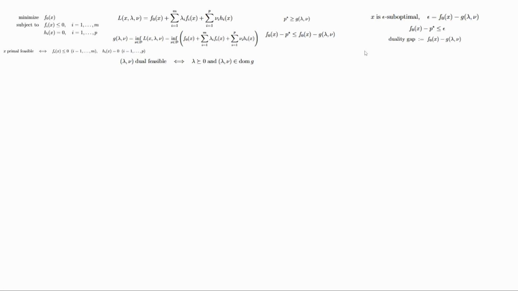Okay, so now let's think about what this means operationally. We don't need to know p star, the optimal value of the primal problem, to know how close you are to it. You just need one feasible primal point and one feasible dual point, and the gap between their objective values bounds your error. If that gap hits 0, you're done. x is primal optimal, lambda, v is dual optimal, and no further questions are asked.